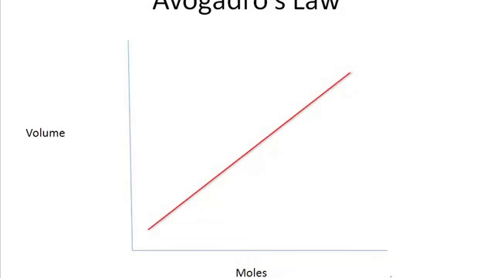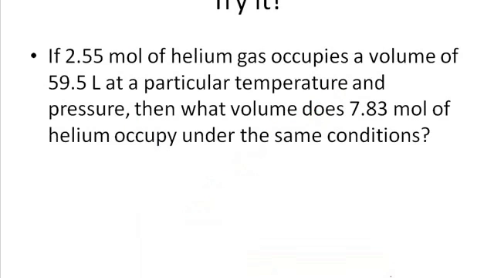As a graph, again, as volume increases, so does the number of moles, and vice versa. Here's an example problem. We have 2.55 moles of helium gas occupying a volume of 59.5 liters at a particular temperature and pressure. So what volume will 7.83 moles of helium occupy under the same conditions? Well, you don't have to convert anything here. All you have to do is plug them into the equation, and when you do that, you get 183 liters.